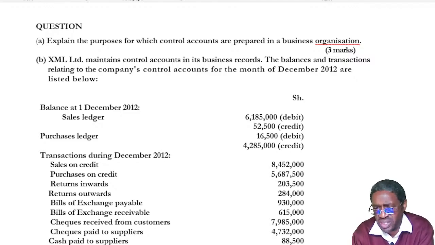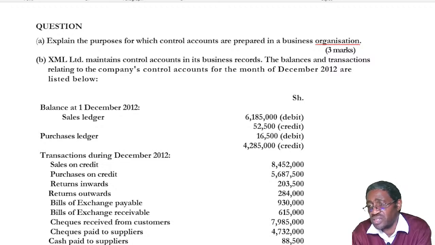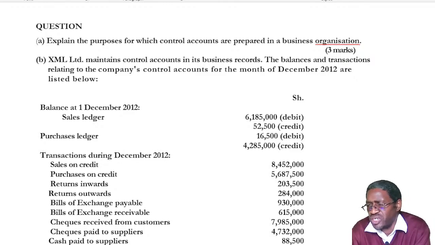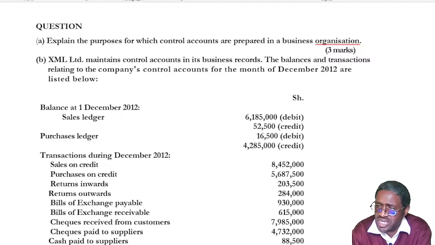Then we go to purchases ledger. By beginning of the month, 16,500 credit. That one I told you is when you overpaid them. Now you are demanding from them. Otherwise, the normal creditors is a credit, that is 4,285,000.